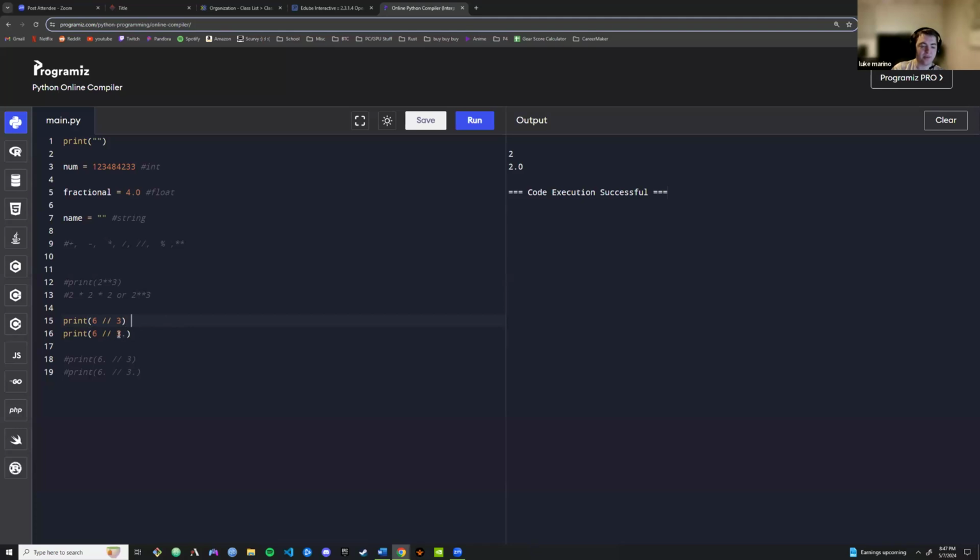Notice here though that because we have a float here, it's still going to return a float. Let's see what happens when we do a float in the beginning. Same thing. Because we have a float somewhere, it's going to return a float. Double floats, it's a float again. But when you're using two integers, it's going to return an integer every time.